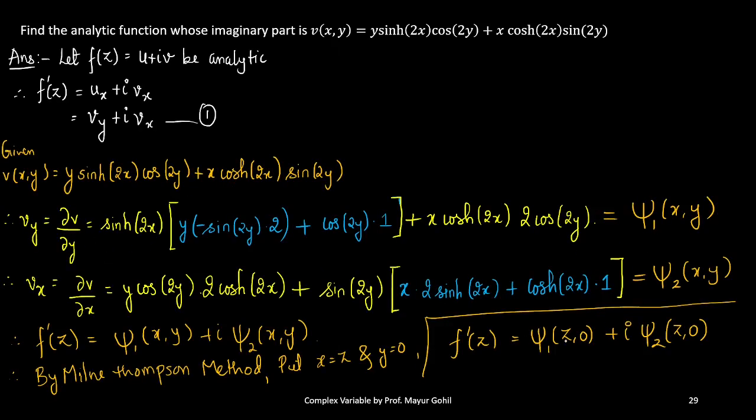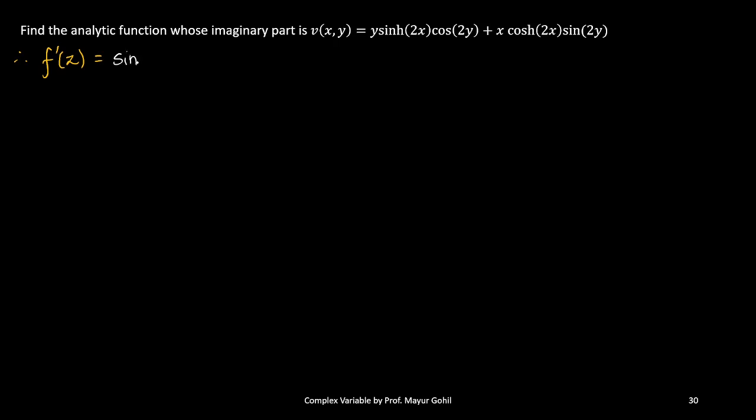The moment we put x equals to z and y equals to 0, what happens here? Let us see. In the first term, we do get the sin h. But in this term, let us see, this term vanishes, right? It is 0. So this is 0, and cos 2y, the moment we put y equals 0, is 1. So from this entire term we will just get sin h 2z. Okay, sin h 2z is available.